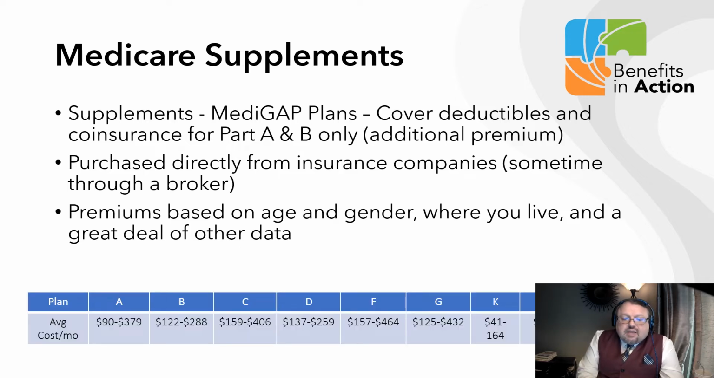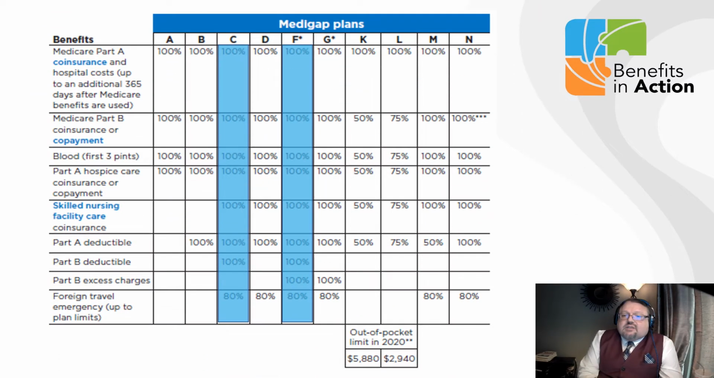These are the average price ranges for these various supplements if you are turning 65 and live in Aurora, Colorado. Just to give you a sense of the premium cost for these various plans. You'll notice a couple of plans, F and C, on this graphic as well as this graphic describing the benefit structure that were not mentioned in the first slide. And that is because F and C plans are no longer available for people who are entering Medicare as new beneficiaries.